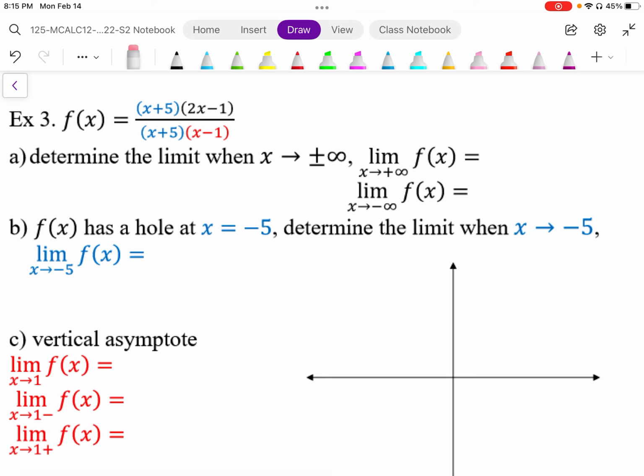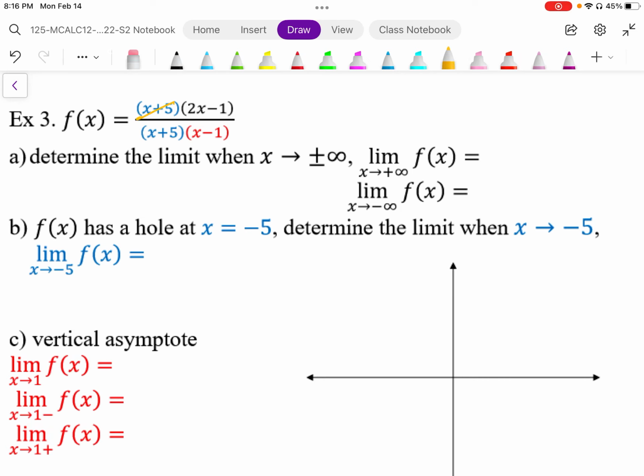x plus 5 times 2x minus 1 over x plus 5 times x minus 1. What we want to do is use limits to establish our horizontal asymptotes, our holes, and our vertical asymptotes. So for the horizontal asymptote, we're going to let x go to positive infinity.